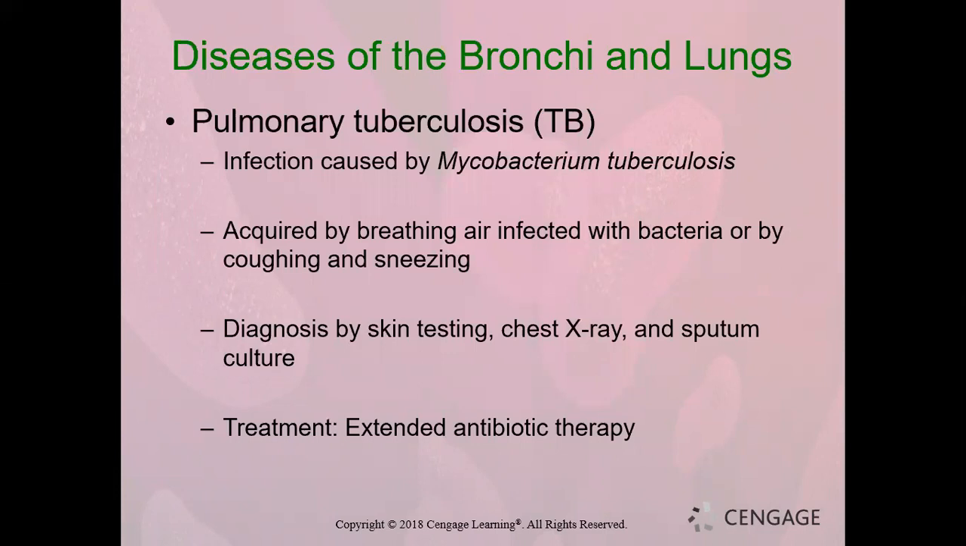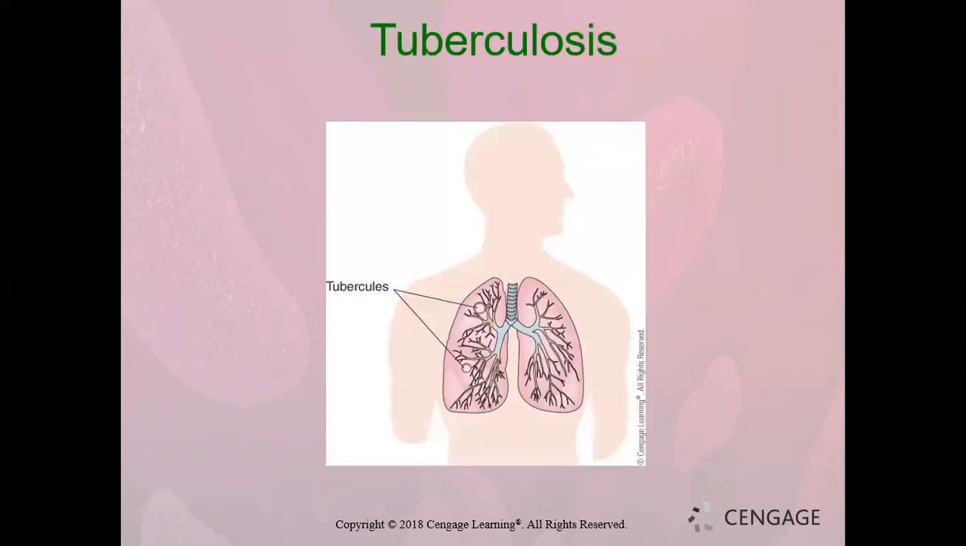Tuberculosis, we don't see this anymore, but there used to be a TB hospital in Mount Vernon. They've since closed that down. But when I worked there, oh gosh, it must have been 15 years ago, there were still people there with TB. This is acquired by breathing air infected with TB, and so those people would be on extended antibiotic therapy, and they're going to be in a negative pressure room because it can travel. There you see the little tubercles in their lungs. That's how they diagnose it.